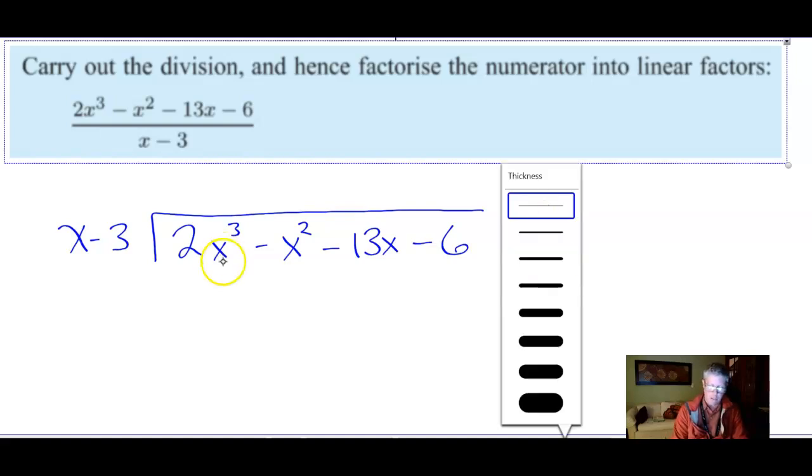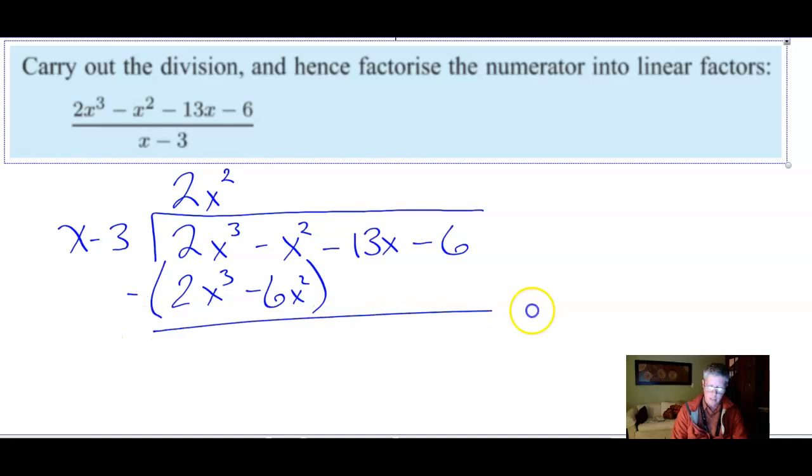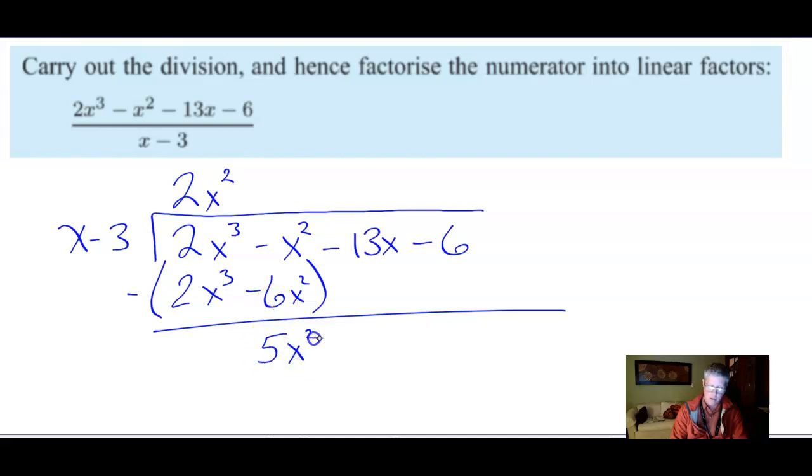x times what gives me 2x squared? 2x squared gives me that. So now I multiply: 2x cubed minus 6x squared. I subtract. That goes away, great. That becomes a positive, so 5x squared minus 13x. That's going to be positive 5x. So I get 5x squared, mission accomplished, minus 15x. I subtract that quantity.